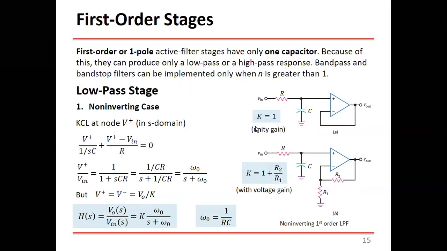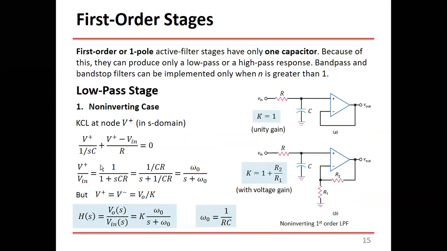Sorry, 1 over K, because 1 over K is the beta, okay? So 1 over K times V out. So V plus is 1 over K times V out. So V plus, to find the current, to make KCL, we have two currents, one current here and one current here. The current through the R is V plus minus Vn over R, which is this one here. And the current here is V plus minus 0 divided by 1 over SC, which is this one here, okay?